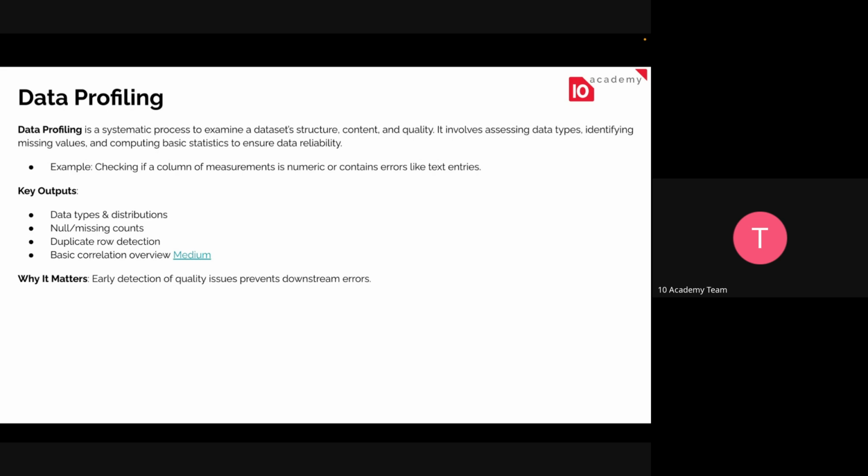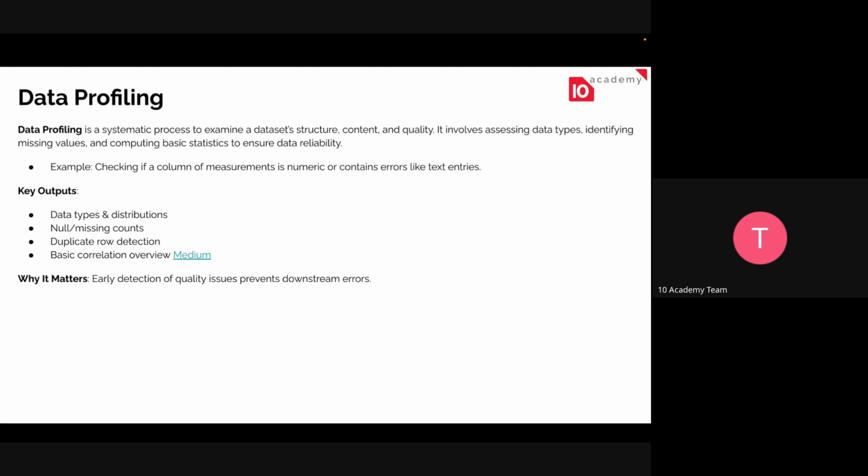The key output that you're going to be looking at when you are performing data profiling is the data type. What type of data is it? Is it numeric? Is it object? The distribution, then whether it has any null or missing values, and how many there are, if any. Also find out if there are any duplicated rows, and do some basic correlations.